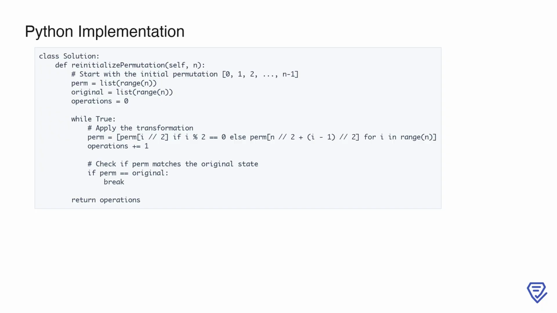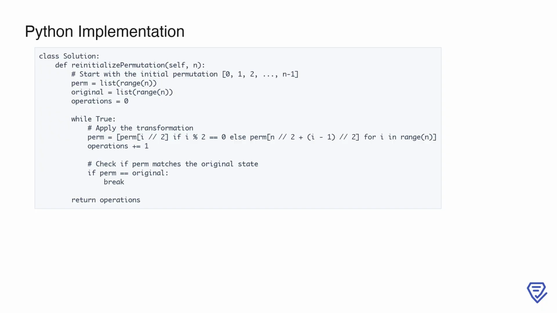The algorithm proceeds with a while loop that continues until the current permutation matches the original. Inside the loop, the transformation rule is applied using a list comprehension. For each index i in the range of n, if i is even, the new value at i is perm[i/2]. If i is odd, the new value at i is perm[n/2 + (i-1)/2]. After applying this transformation, the operation count is incremented. If the transformed perm matches the original permutation, the loop breaks, and the function returns the total number of operations.